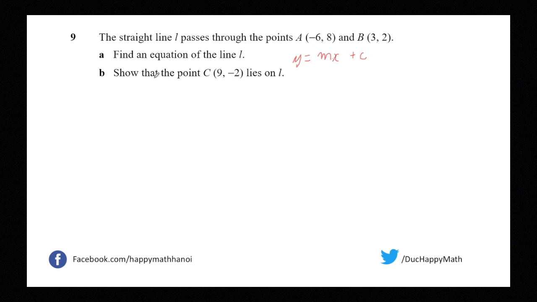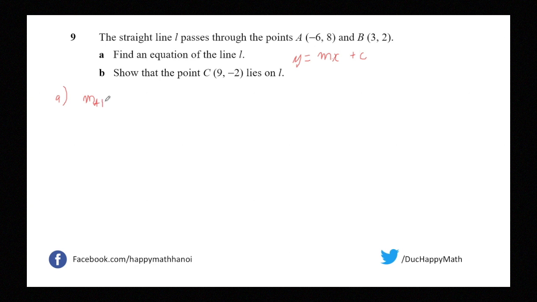Question 9 talks about the straight line L that passes through the point A and the point B. Find the equation of the line L, and show that the point C lies on L. Okay, in the first question, to find the equation of the line L, you have to find the gradient of the line AB first.